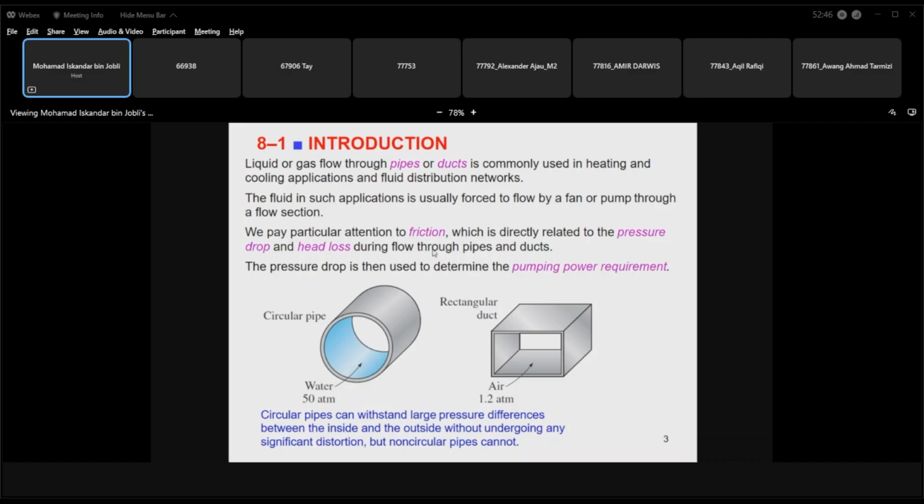Friction is then causing the pressure drop and head loss. In pipes, pressure drop means you have lower water pressure. I think most of us experience that. If you ever stayed in a residential area, in some of the city areas, then you'll know there are times when you have low water pressure.